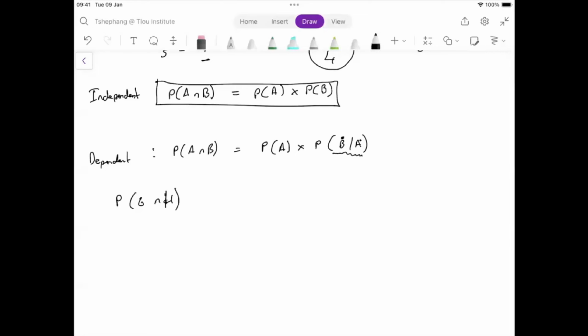So we are trying to get the probability of getting a 6 and a heads. So we toss a coin, we roll a die, the probability of getting a 6 and a heads.